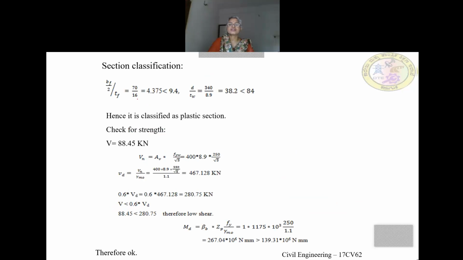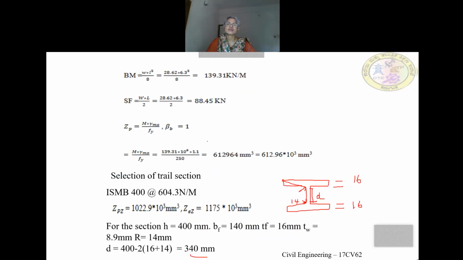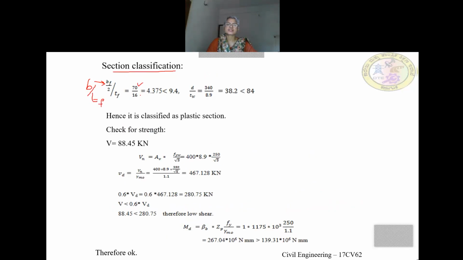After that we have selected a section. After selecting the section, you have to classify the section whether it belongs to plastic, compact or semi-compact. For that you have to find out the ratio of B by TF. B by TF is 70 by 16. What is this 70? B is BF by 2, the width of the flange divided by 2. Width of the flange is 140 divided by 2, that is 70, divided by 16, which is equal to 4.375. It is less than 9.4.